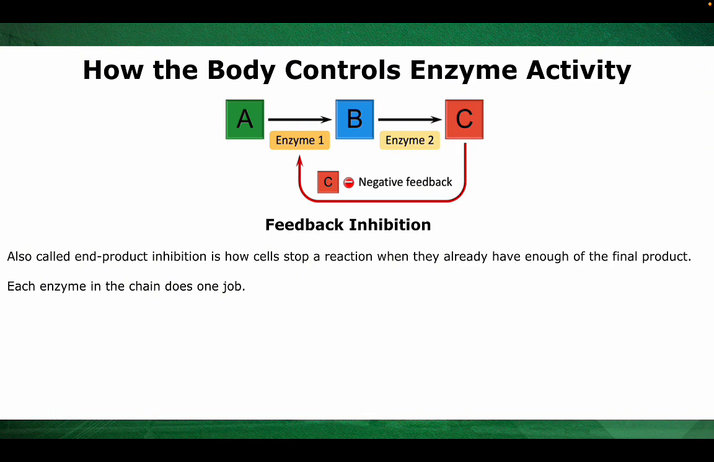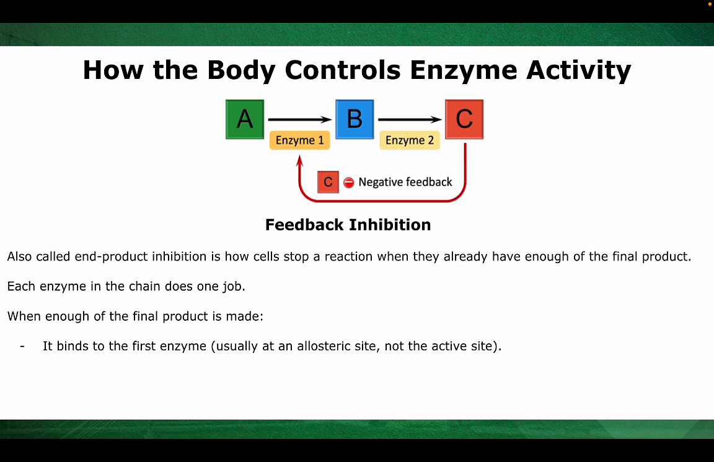Finally, we have feedback inhibition, or end product inhibition. This happens in long reaction chains called metabolic pathways. When there's already enough of the final product, it goes back and shuts off the first enzyme in the sequence. It usually binds to an allosteric site to change the enzyme shape, like a stop signal. If product levels are high, production slows down. When levels drop, the enzyme gets reactivated and the process restarts. So these three inhibition types help the cells save resources, avoid overload, and stay in balance.